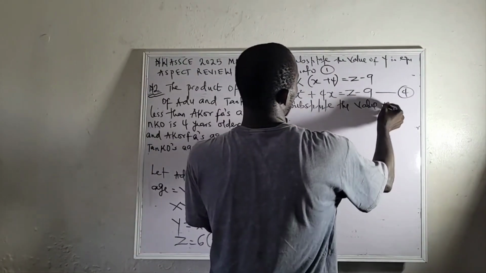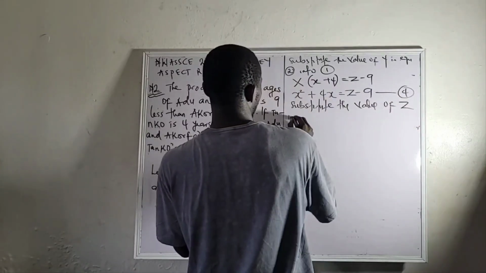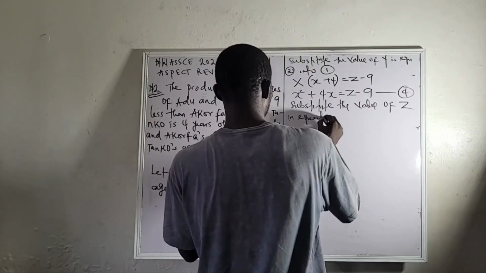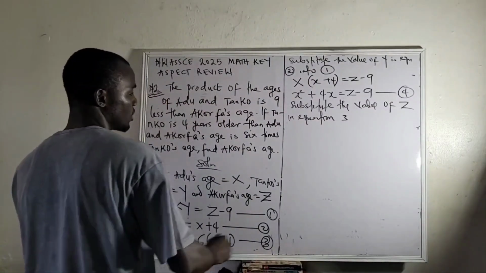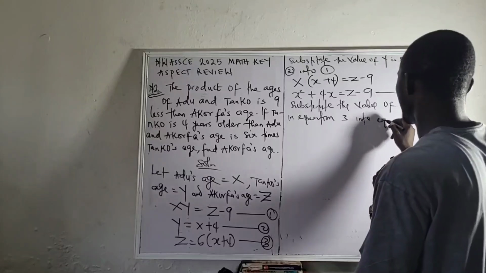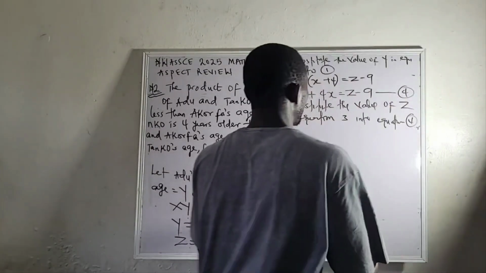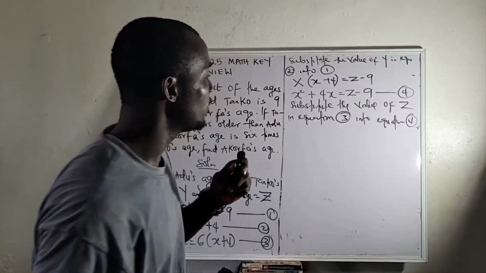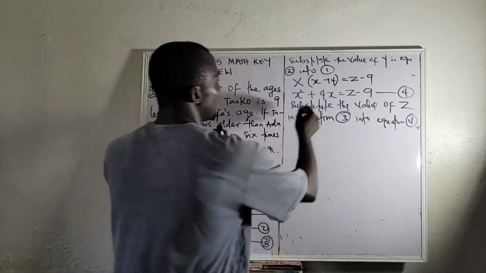So now that I have gotten this, I'll substitute the value of z in equation 3 into equation 4. So I'm substituting the value of z in equation 3 into equation 4. And so what am I going to have?